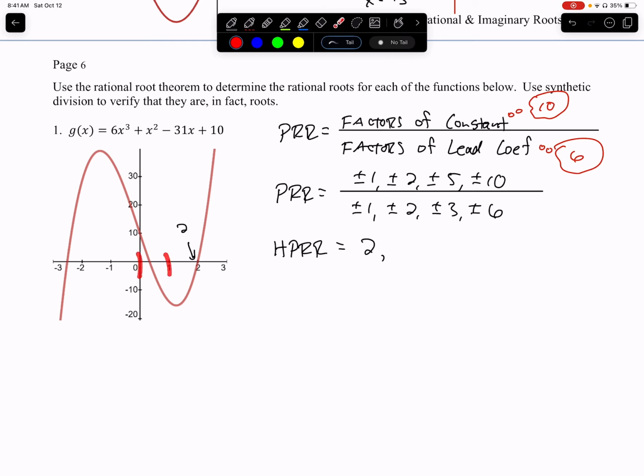Between 0 and 1, this looks like it's less than a half. So what are my choices for less than a half? So I've got a half here. That's not less than a half. I've got a third, and I've got a sixth. 2/6 is the same as a third. So the only choices I have are a third or a sixth. This looks to me like it's more likely a third than it is a sixth.